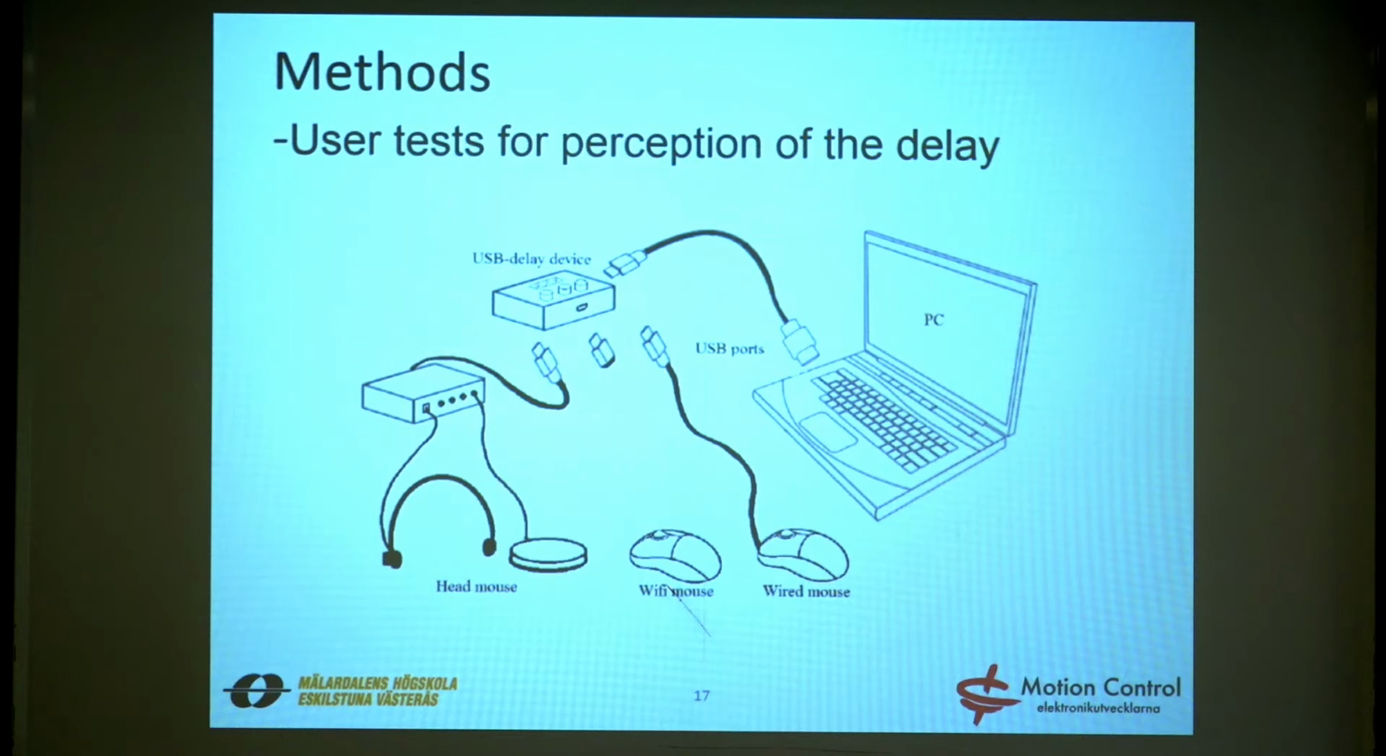This is the system overview of the USB delay. We can see the user test for perception of the delay. We can see in the figure there are 3 different kinds of computer input devices, which are a hand mouse MultiPos system, and a Wi-Fi mouse and a wired mouse. The communication retainer called USB delay device was set between the computer and these input devices.